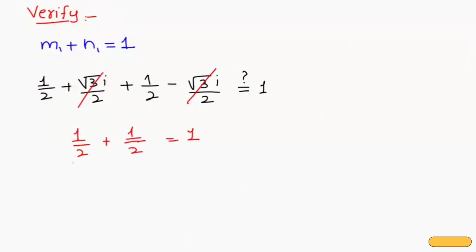And here we have the common denominator, so I'm going to add up the numerator: 2 over 2 is equal to 1. So the left hand side is equal to the right hand side. So the value of m1 and n1 is also absolutely correct. I'm going to verify my m2 and n2 value by using equation 1.